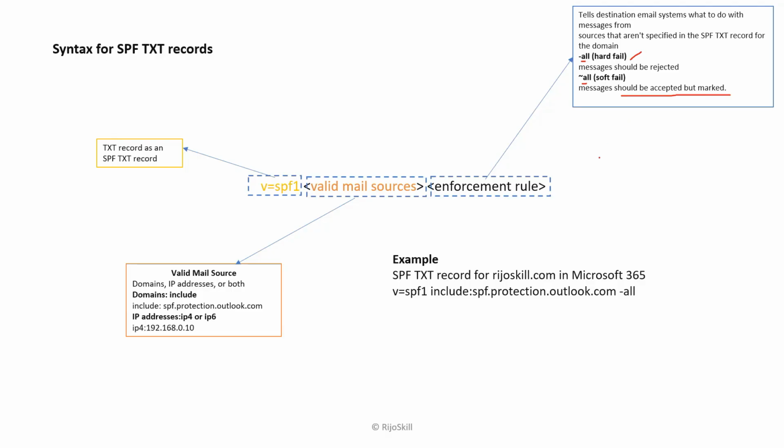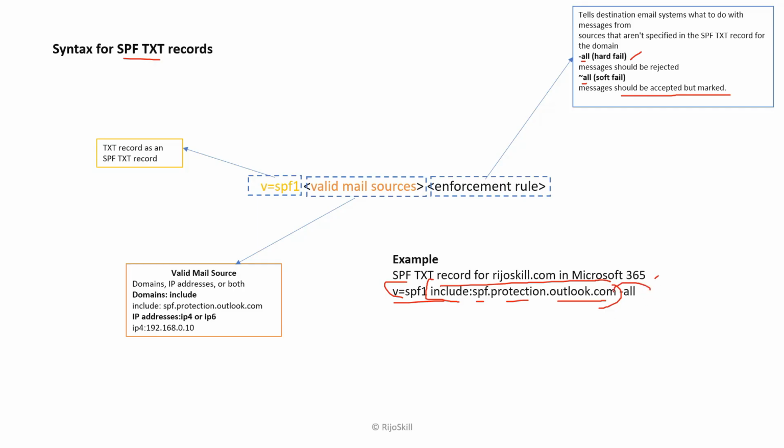Here you can see the example of the TXT record for rejoskill Microsoft 365. V equals spf1. You already mentioned V equals spf1, which marks this as an SPF TXT record. Here you can see the include part, include:spf.protection.outlook.com. This part is the valid source of the email, the one sending the email on behalf of the domain.